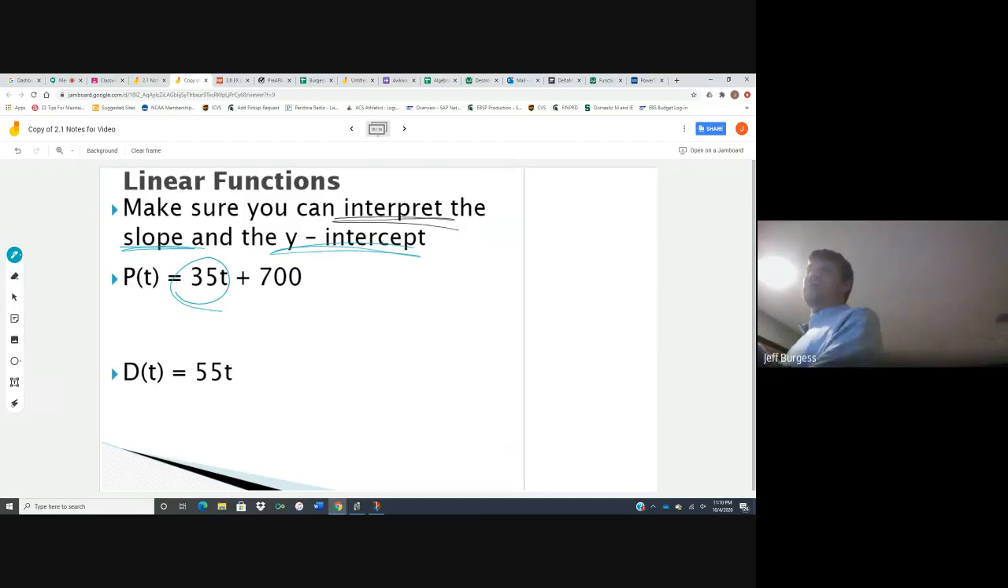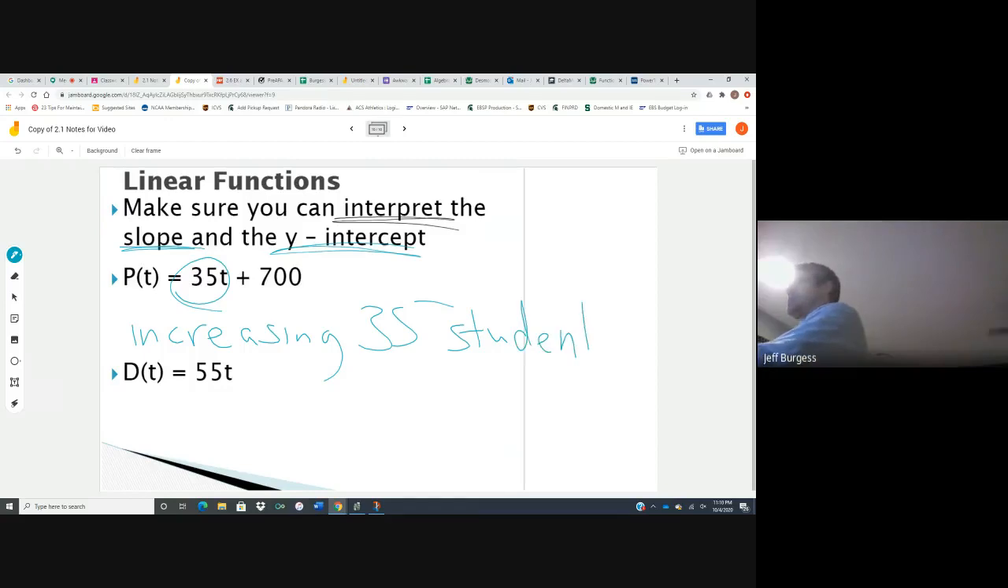So I would say, for example, my population is increasing 35 students. Now that still doesn't cut it. It's increasing 35 students. Well, that's my change in y. That's my output. What's my time? Am I increasing 35 students every day, every year, every century? It totally depends, okay? Every single hour, that's going to be a pretty full classroom. We'd run out of desks and space. We'd probably have some issues there, right?